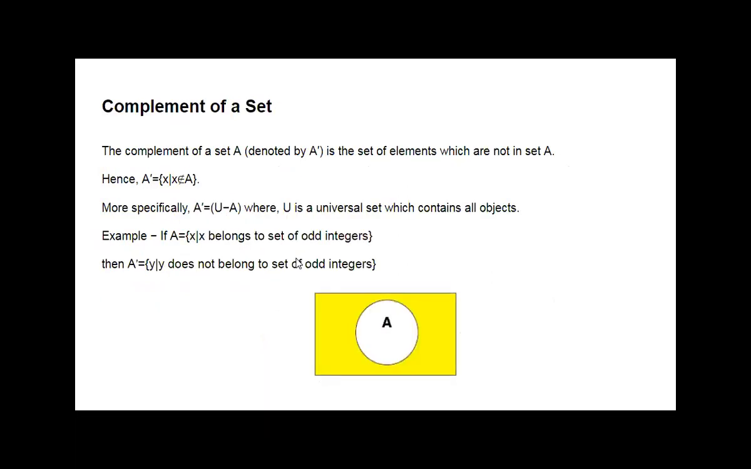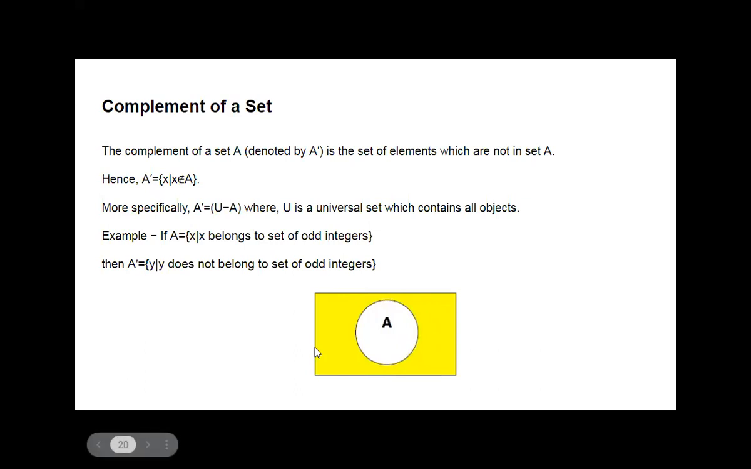Then, the complement of a set. What is the complement of a set? The complement of a set A, denoted by A dash, is the set of elements which are not in set A. The elements which are not in set A are the elements in the complement of set A. Hence A dash is equal to {x such that x does not belong to A}, all the other elements excluding the elements of A.